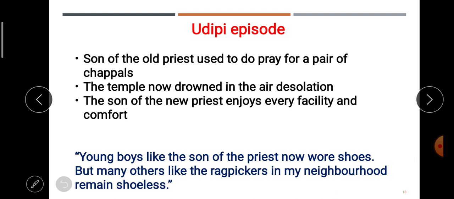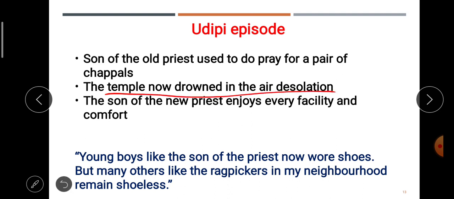Now she tells about the episode of Udipi. She says that once a man told her the story of this Udipi. Many years back, there was a priest in a temple in Udipi, and his son, whenever he used to go to school, the temple was on the way only. He used to go inside the temple, bow his head in front of the goddess inside the temple, and wish and demand a pair of shoes and socks.